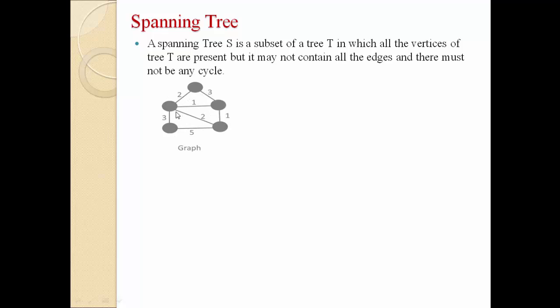Now we can find the spanning tree of this graph, and the same graph may have a number of spanning trees. Suppose this is the first spanning tree of this graph. As we discussed, all the nodes must be connected and there must not be any cycle. This is known as a spanning tree.